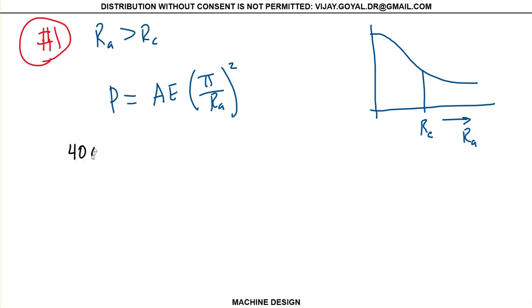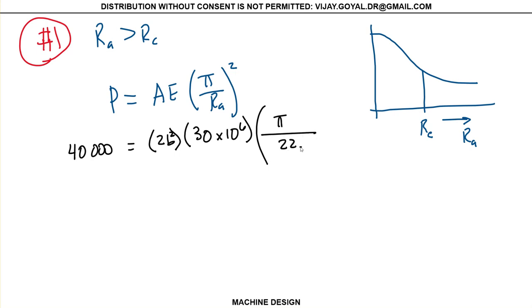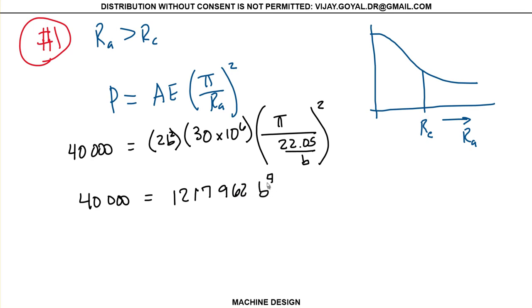This side is 40,000. This side is area, which is B squared. This is 30 times 10 to the 6. Then you have pi. And then you have 22.05 over B squared. And if you simplify all this, you find that it says 40,000 equals 12,17,962 b to the fourth power.